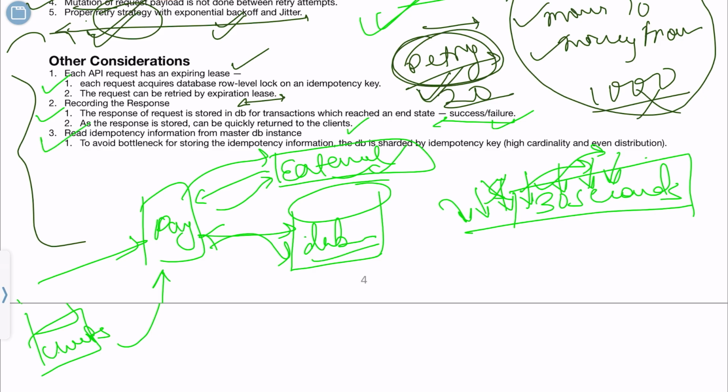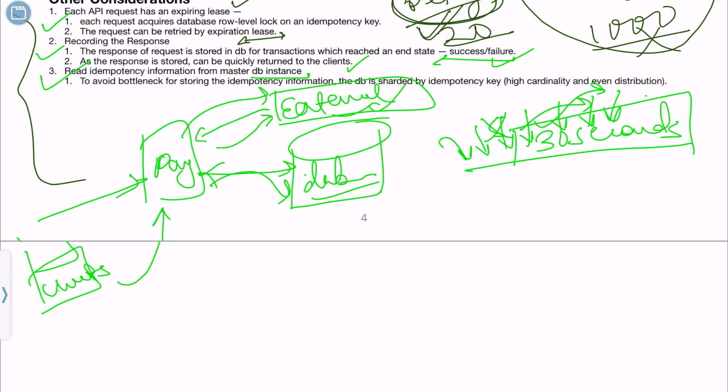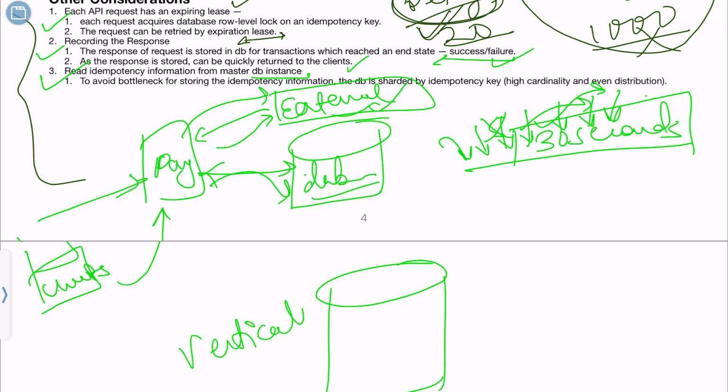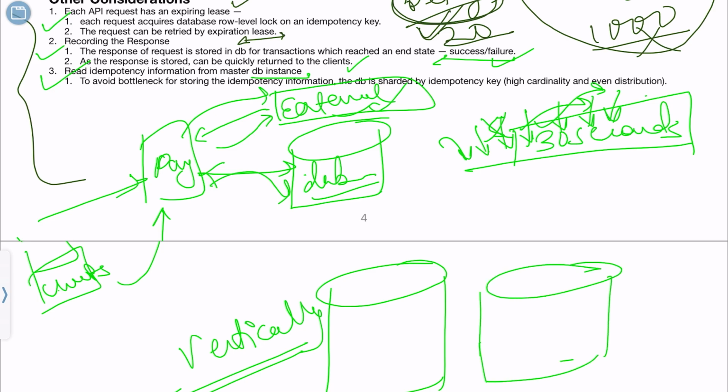One thing: read idempotency information from the master DB. This we already discussed, that we want it to always be read from the master DB instance, but we also mentioned one problem which might occur. There is a limited size, related to how much you can scale vertically. At some point you will have to move to a horizontal scaling nature.